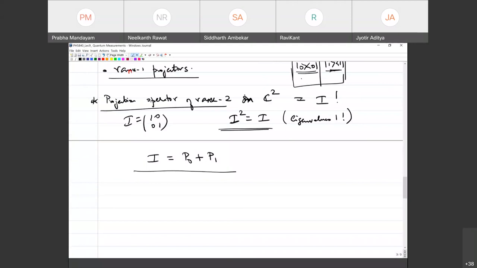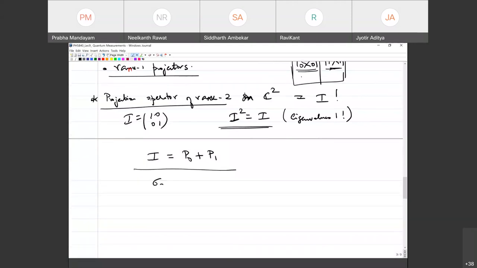Sigma Z, on the other hand, how would you write it in terms of P0 and P1, the sigma Z operator? P0 minus P1. Yes, there you go. What you have now is the spectral decomposition of the sigma Z operator.